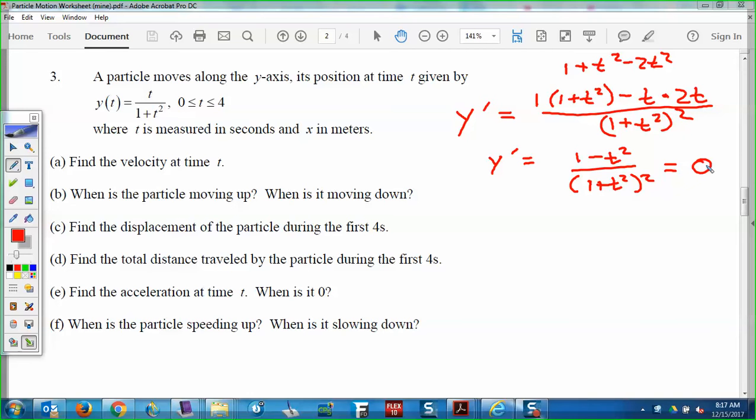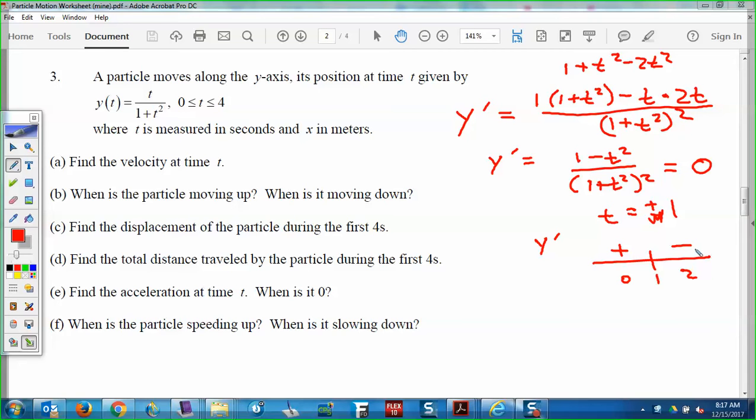Even if this was a calculator problem, you wouldn't have to set the whole thing equal to 0. You would only have to set the top equal to 0, because that's when a fraction is 0. Well, that's going to be at plus or minus 1, and we can ignore the negative because t has to be between 0 and 4. So our y prime number line is just going to have a 1 on it, and then we're going to put some numbers in. The bottom's always positive because it's squared. So you put a 0 in here, you get a positive. Put a 2 in here, you get negative. And now you can go from there with that.